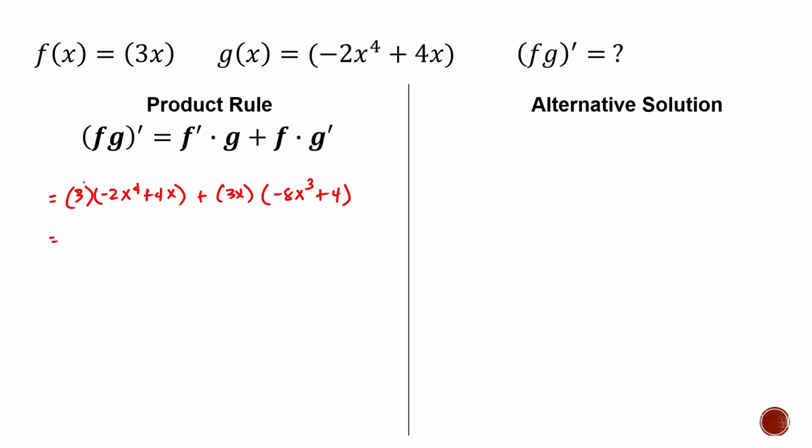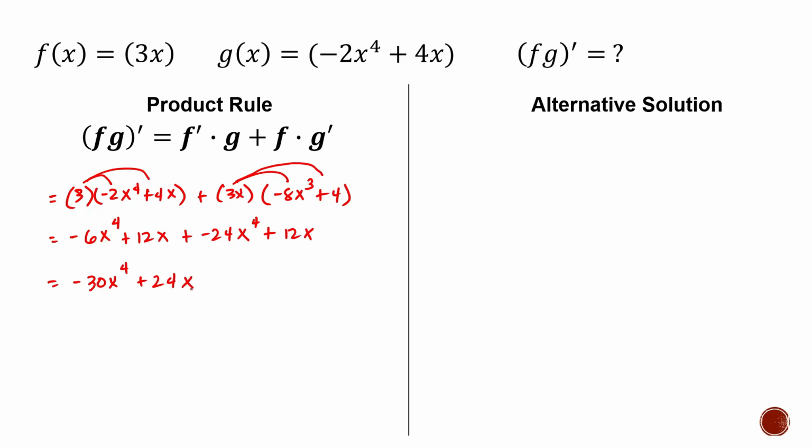Okay? And then let's simplify this. Distribute that 3. This will be negative 6x to the fourth power plus 12x. And then plus, multiply this, negative 24x to the fourth power, and multiply this. That will be plus 12x. And of course, we need to combine the similar terms. This will be negative 30x to the fourth power plus 24x. Okay, so this is our answer. Obviously, we'll be getting the same answer, but which one do you think is a lot easier?